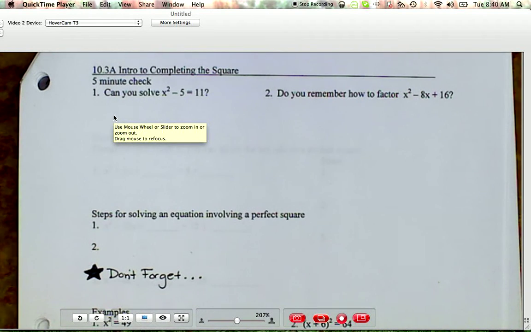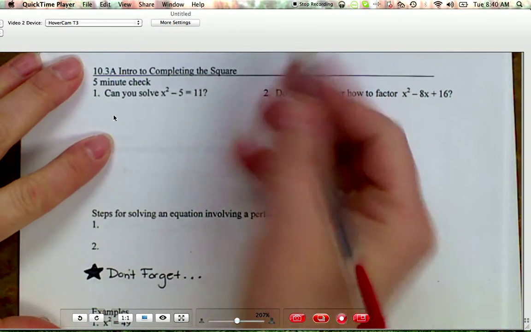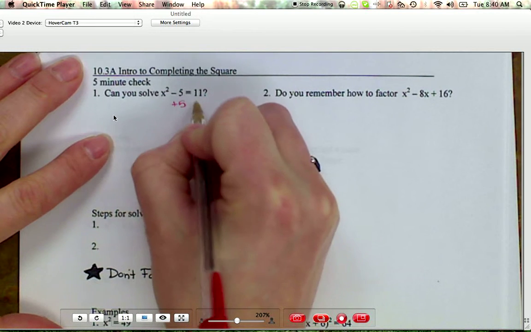This section is 10.3a, Introduction to Completing the Square, and it's a very short section, very simple. We can start with the 5-minute check. Do you remember how to solve an equation like this? We would, of course, add 5 to both sides.